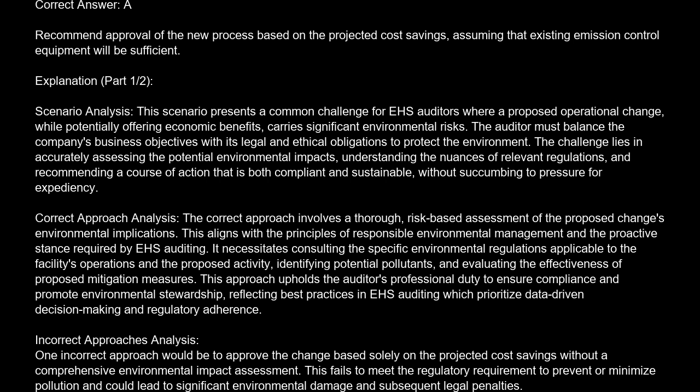It necessitates consulting the specific environmental regulations applicable to the facility's operations and the proposed activity, identifying potential pollutants, and evaluating the effectiveness of proposed mitigation measures. This approach upholds the auditor's professional duty to ensure compliance and promote environmental stewardship, reflecting best practices in EHS auditing, which prioritize data-driven decision-making and regulatory adherence.